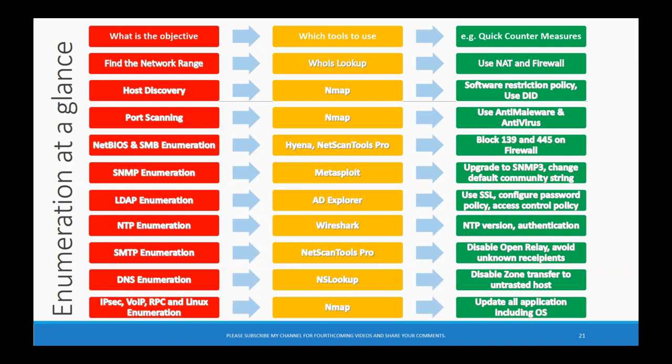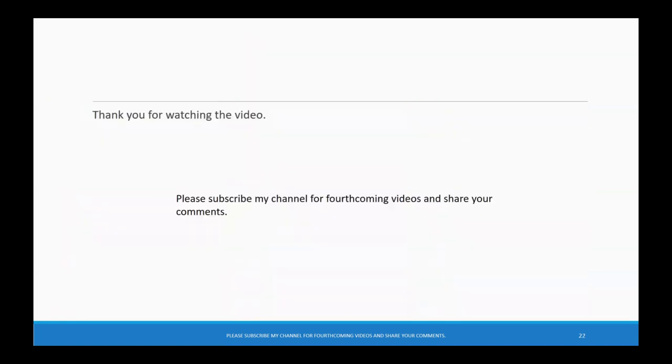Now, at the end is IPsec, VoIP, RPC, Linux enumeration. All this we can also do using Nmap, and here as a protection, I'm giving you: update all applications and software, including the operating system, and do it from the original source as we had discussed in the beginning. Upgrade all the software, upgrade your operating system, keep it up to date, patch it from the original source. This is how you can protect your network from enumeration.